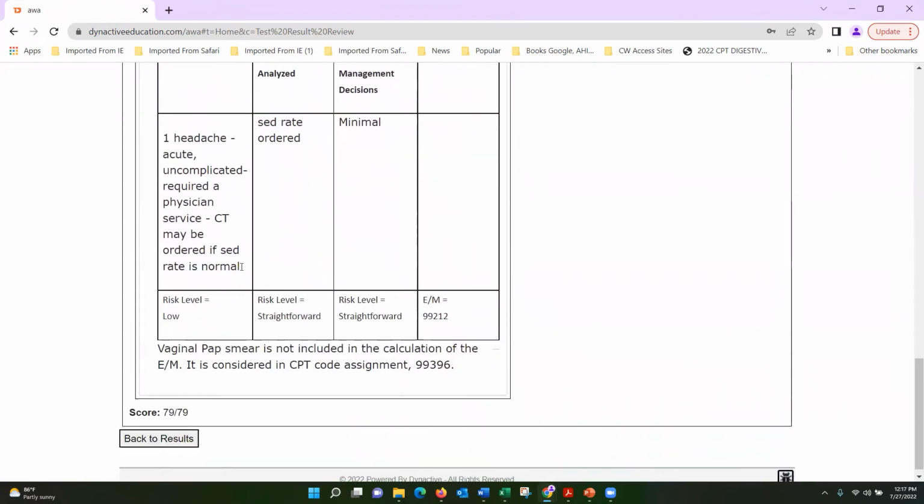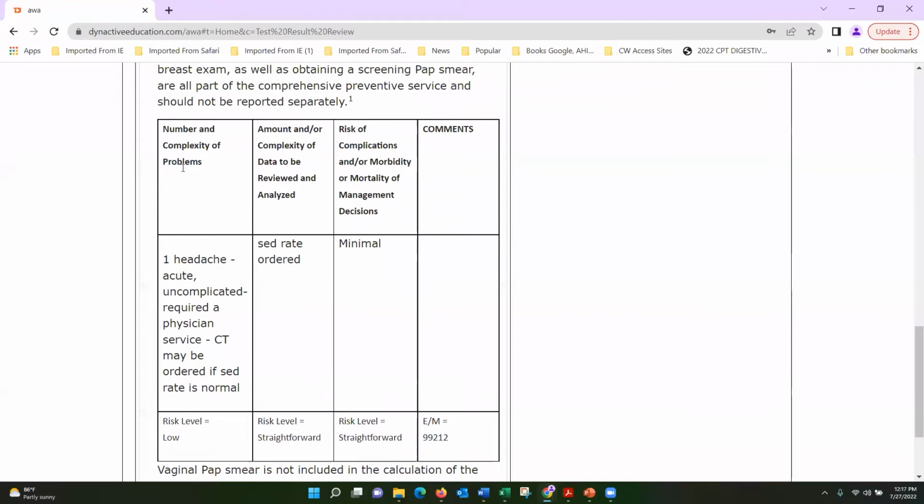And we've got to look at our number of problems, because not only did we have the exam, but because we have the headache, it qualifies for an evaluation and management. So our problem is a headache. It's acute, it's uncomplicated. There may be a CT ordered depending on the blood work, whether it's normal or not. That's a low. We have the sed rate ordered, but it's just not enough to get us out of the minimal, the straightforward. And then, of course, the risks are minimal.